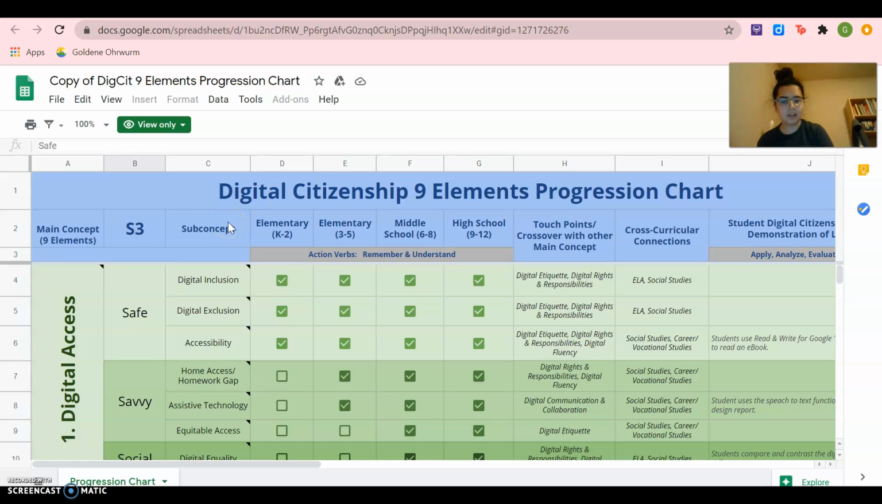Hello, today we're going to be talking about digital citizenship and the 9 elements that we are going to be implementing throughout our classroom. So this would be how our teachers and students will be behaving digitally online. And so the first aspect that we'll be looking at is digital access.